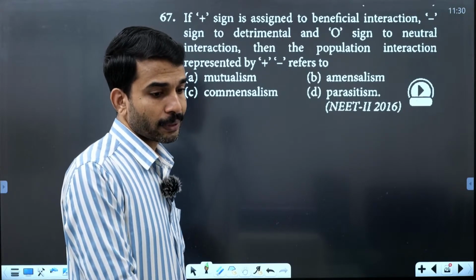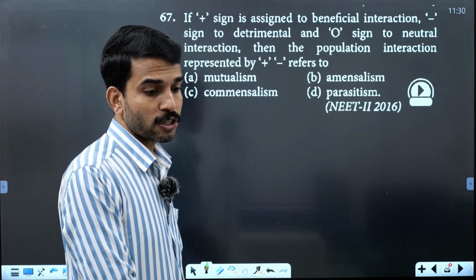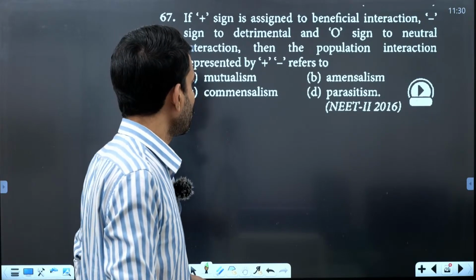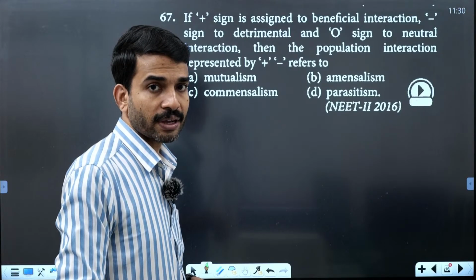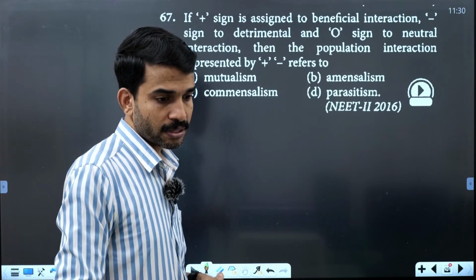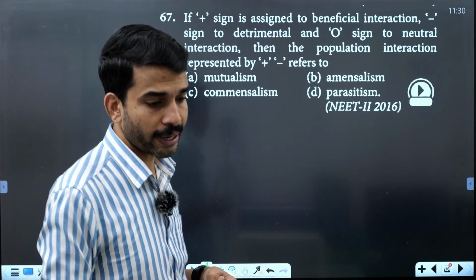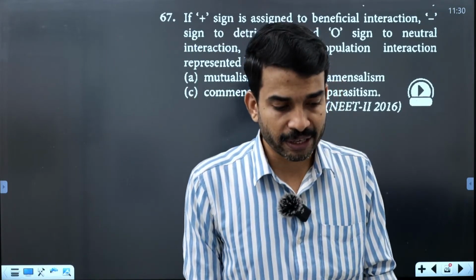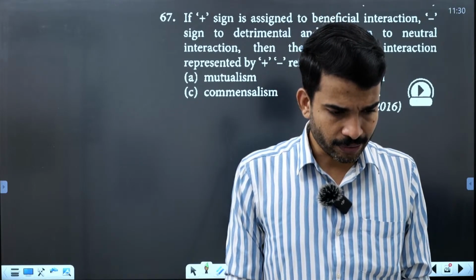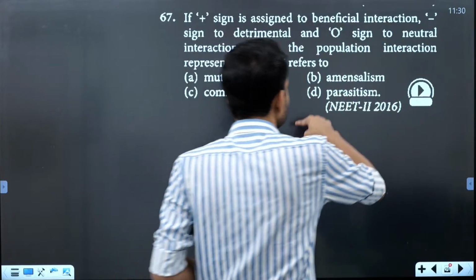Mutualism is there, both the members will be getting benefited. Amensalism, one species is having a negative effect, other one is having neutral effect. Commensalism, one is having a beneficial effect, other one is having neutral. And parasitism means one will be getting a beneficial effect, other one will be getting harm, right? Parasite will be benefited, whereas host organism will be getting harm. So you guessed it, right? Your answer is supposed to be D.